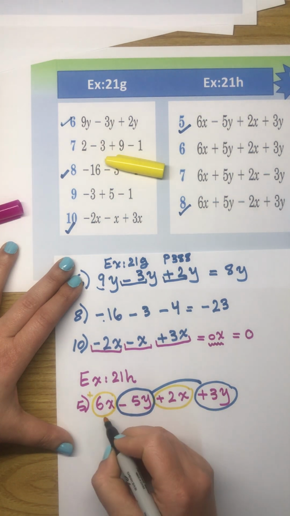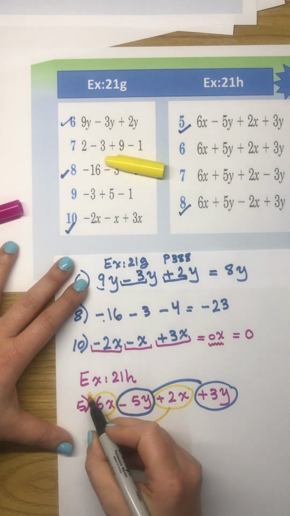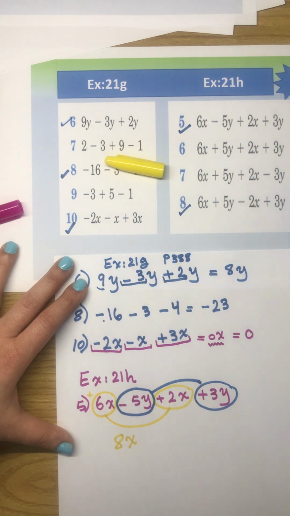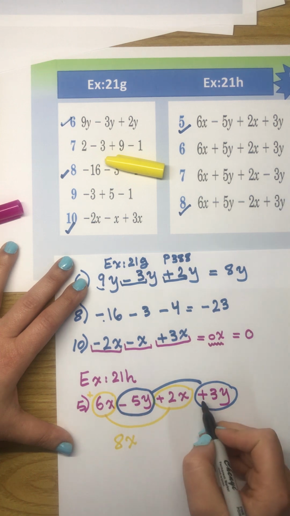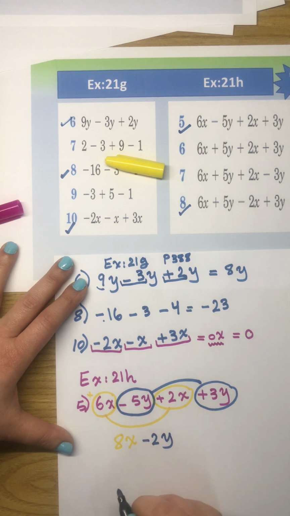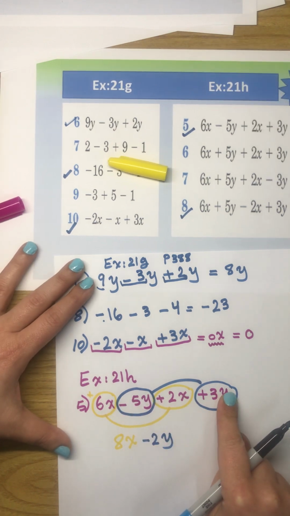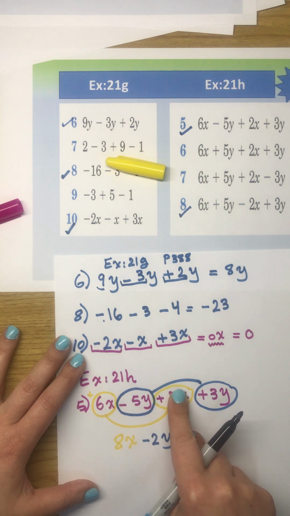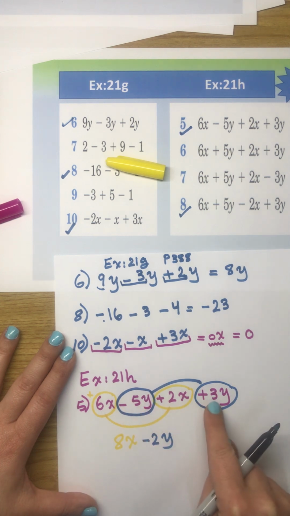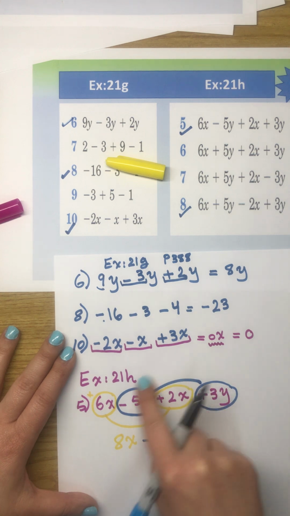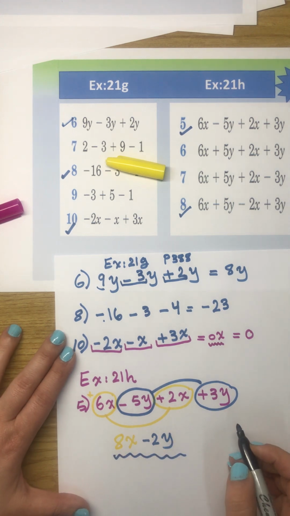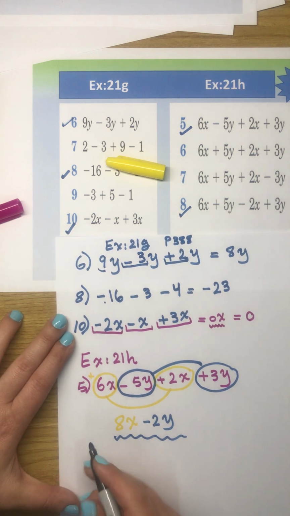With positive 2x, we are going to put them together. So plus 6x plus 2x makes 8x. Now let's deal with the y's. Negative 5y plus 3y, like the directed numbers, negative 5 plus 3, negative 2y. So for simplifying this expression, we put the x's together and deal with them as we deal with directed numbers. Together, they add up to 8x. The negative 5y and the plus 3y add up to negative 2y. So this is the solution for question number 5. Let's do question number 8.